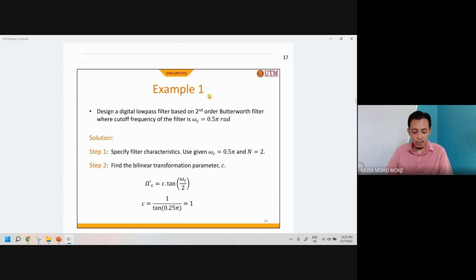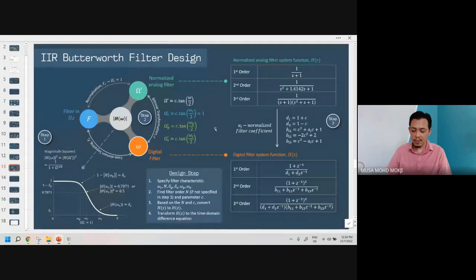All right, let's do example 1. Design a digital low pass filter based on a second order Butterworth filter. In these slides, you will just see one type of filter, the Butterworth filter. We have other types, like Chebyshev and others, but we are going to focus on Butterworth. If it is Chebyshev, this equation will be different, because this equation is for Butterworth. Other filters will have different equations and system functions.